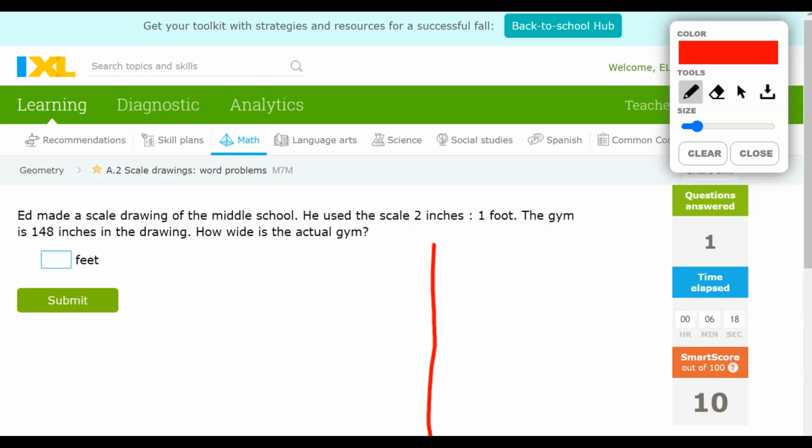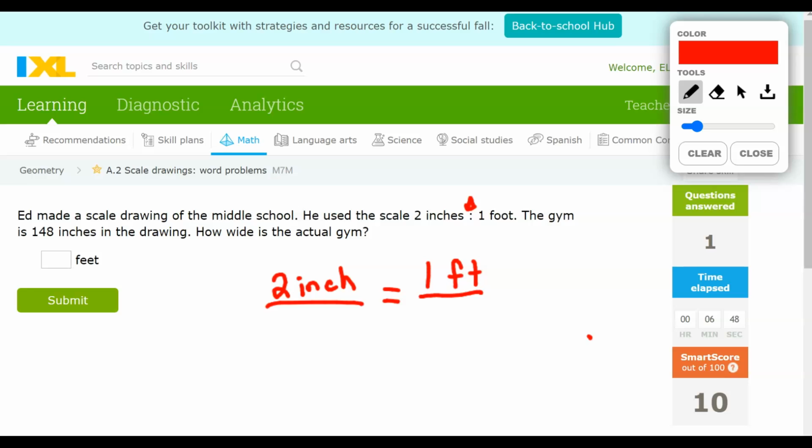We have a scale. We have the small thing and the bigger thing. This one's a little bit different. Ed made a scale drawing of the middle school. He used a scale, so now they tell us the scale. But remember, if we put the 2 inches, and we keep the small one on the left, and instead of putting it underneath it, we put the equal sign. So 2 inches is going to be the same as 1 foot.